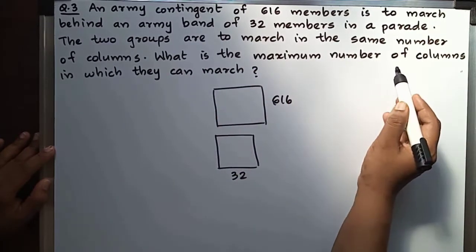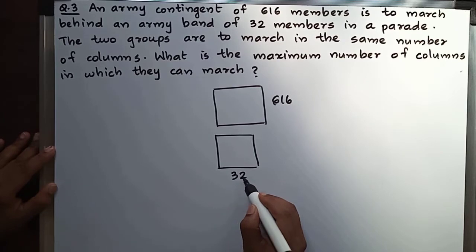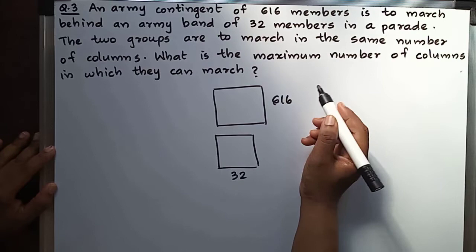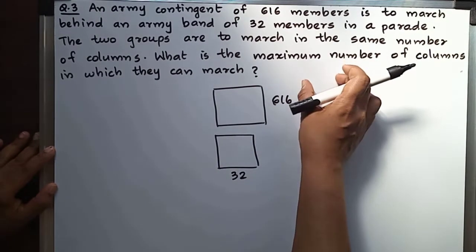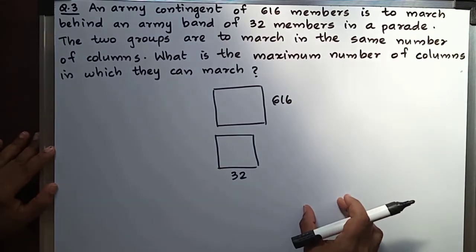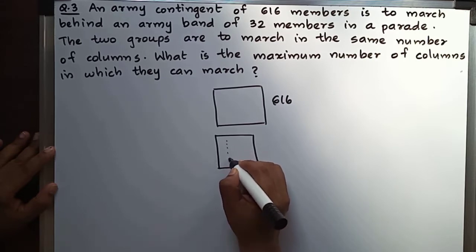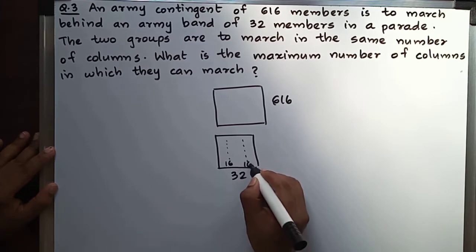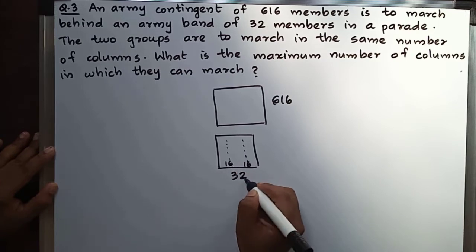What is the maximum number of columns in which they can march? Okay, we have two groups here, one having 32 people and the other one 616 people. We have to arrange them in such a way that they will move in the same column. For example, if we take two columns here, in one column we can keep 16 and in the other again 16. 16 plus 16, 32.